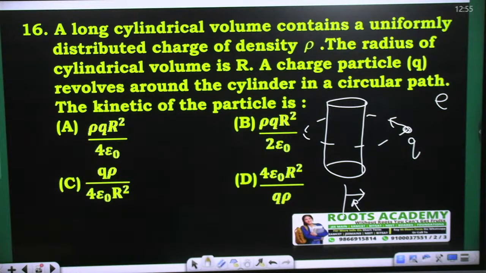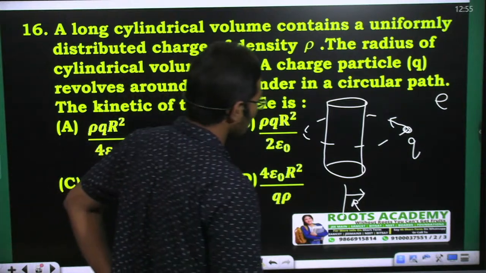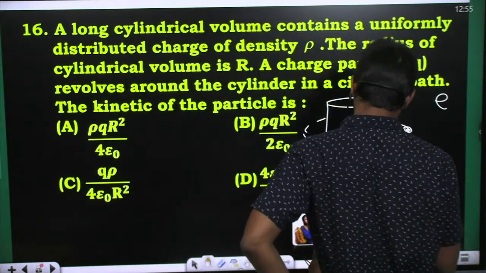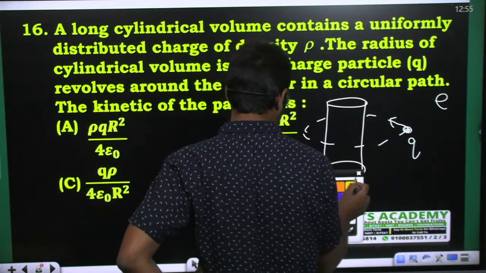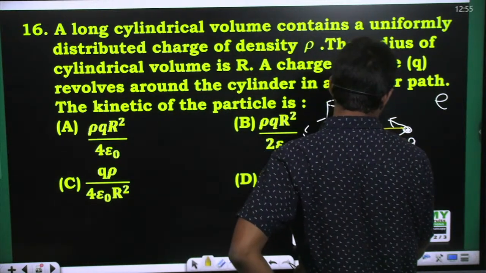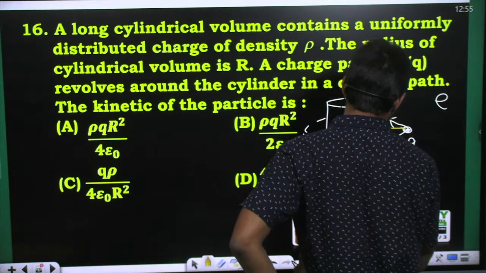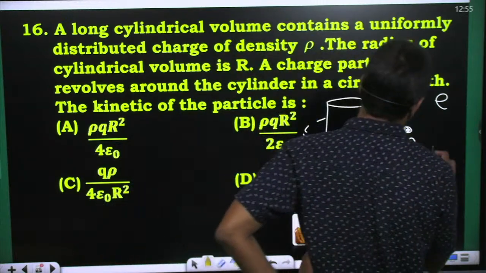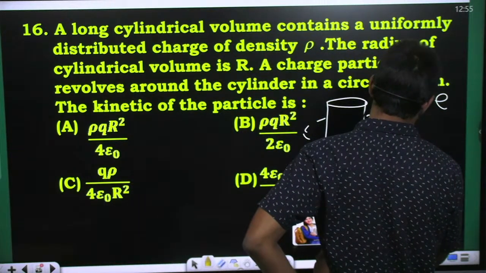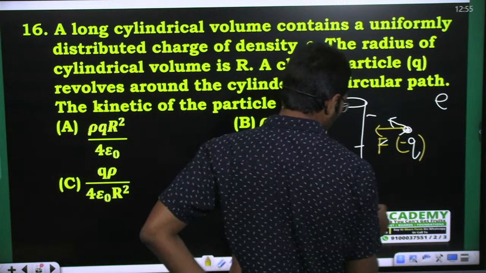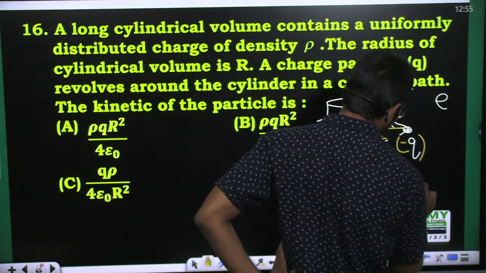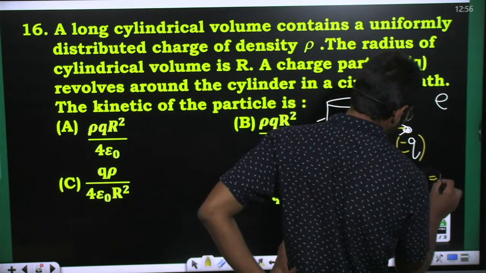So a charge is revolving around the positively charged cylindrical volume. So we need to consider it as the charge revolving as negative, so that the force of attraction acts as centripetal force. So this is minus q. We need to consider it as minus q. So F is equal to EQ, which is equal to mv square by r.